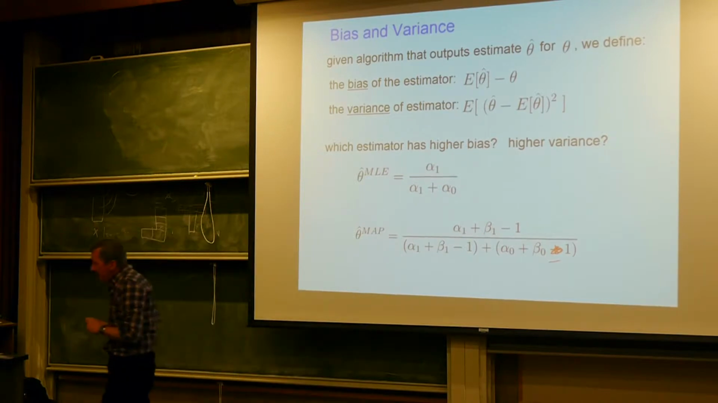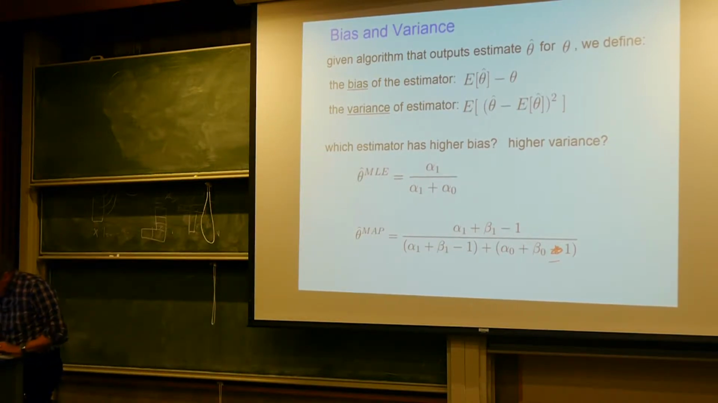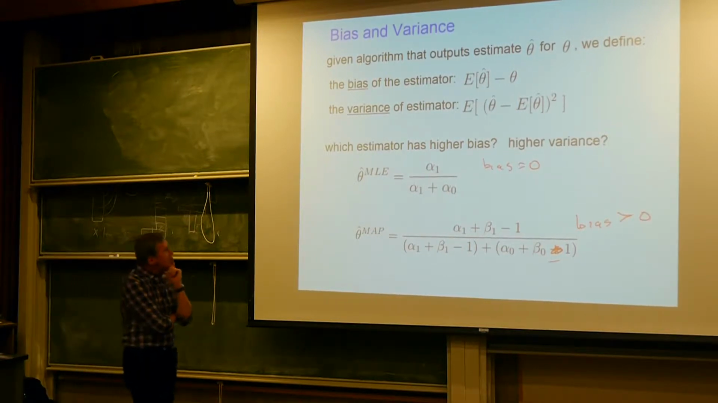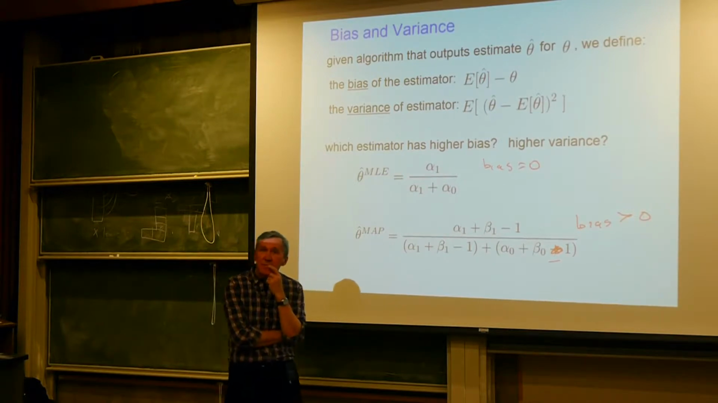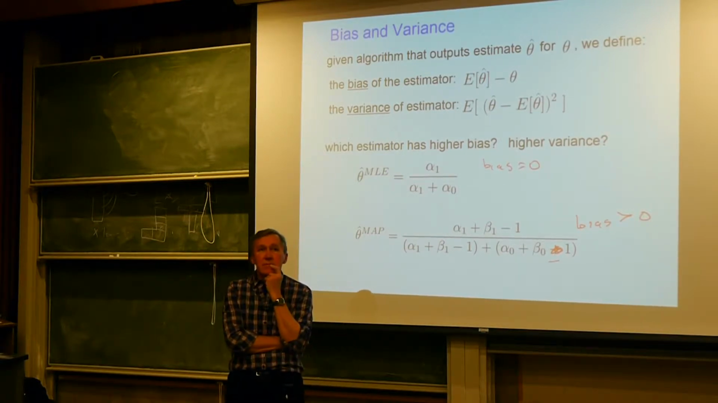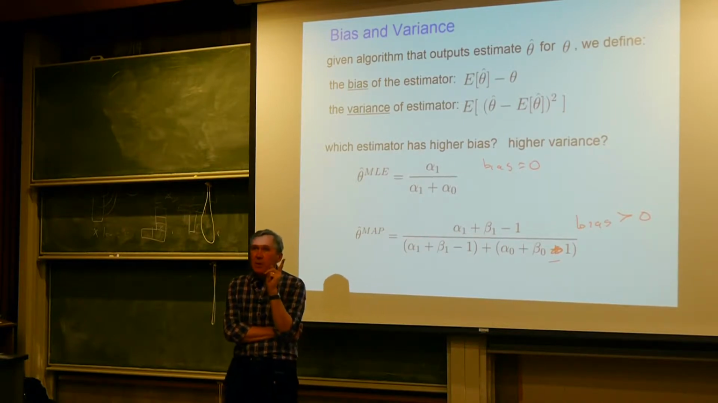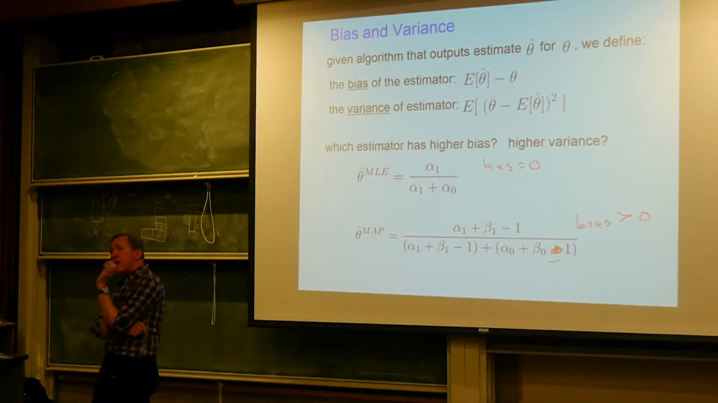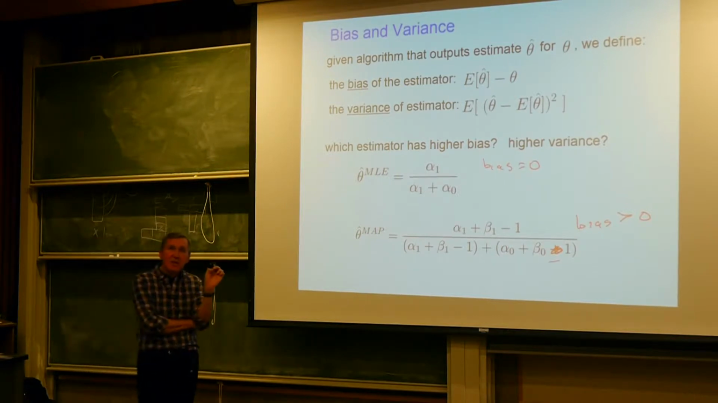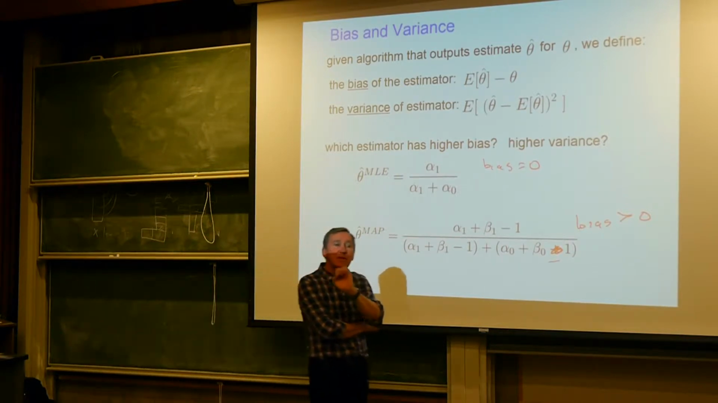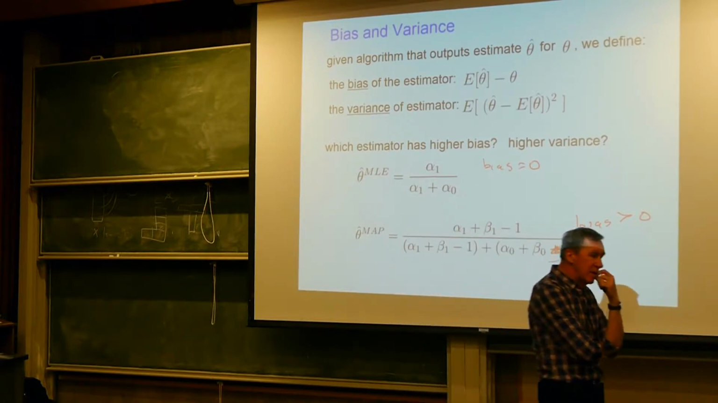Good. So the one that has bias 0, and this has bias, I don't know how much it is, but it's greater than 0. Which one has lower variance? Variance, remember, is how much the outcome of one of those experiments will vary from its expected value.